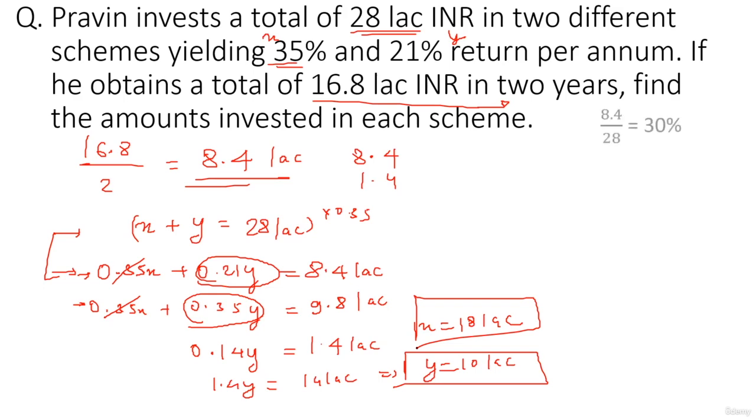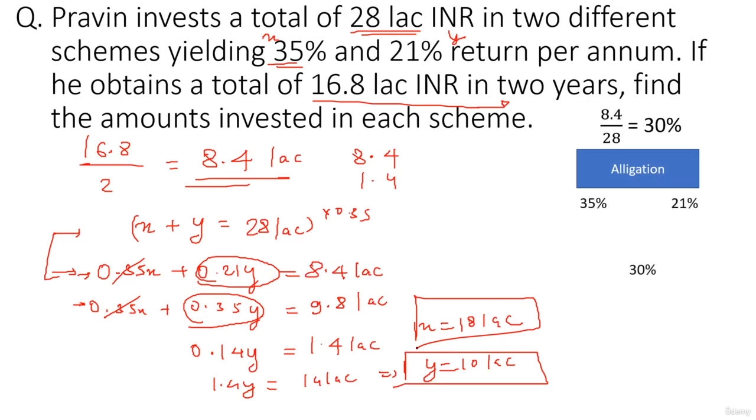Let's see how. We observe that 8.4 is the total interest that you obtain in 1 year, right? 8.4 is what percentage of 28 lakhs? The overall investment is 30%. Now we use something called the rule of allocation. If you are not very sure about the method of allocation right now, no problem. I'll just tell you what exactly to do, and we are anyway going to discuss the same question in detail when we do allocations and mixtures.